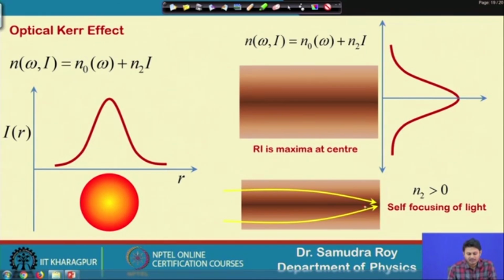This phenomenon is happening because the refractive index is now a function of R, and R is now a function of I, and the intensity is now a function of R because it is distributed over space. So the refractive index will now be a function of R also, and it will be distributed like this, so that the light will be confined by the maximum of the refractive index in the middle. So light will be confined inside the system. Well, this is the consequence of the Kerr effect.